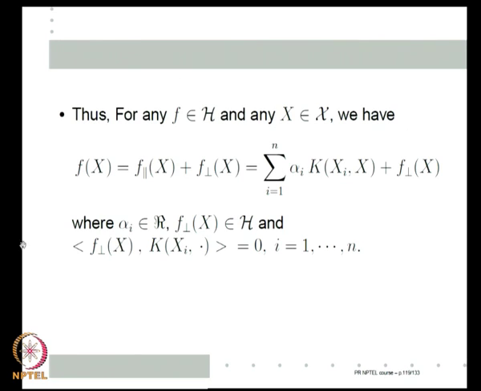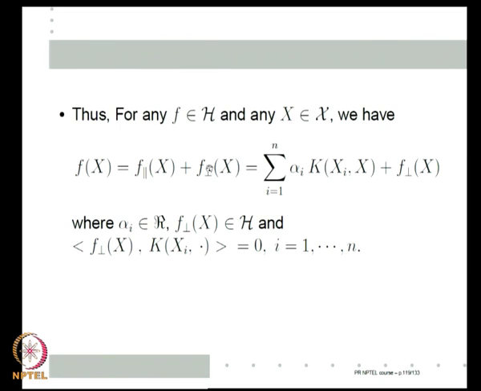Which means for any f in H and any x in X, because f can be written as f parallel plus f perpendicular, f(x) is f parallel(x) plus f perpendicular(x). F parallel is that part of f which is in the linear span of k(xi, ·). That means f parallel(x) can be written as a linear combination: the sum for i equal to 1 to n of alpha i k(xi, x), for some alpha i's. And f perpendicular, what can I say about it? Firstly, it is also in H, and secondly, it is orthogonal to this.